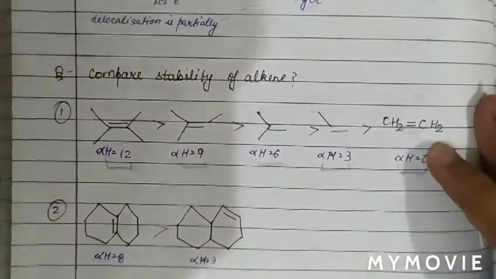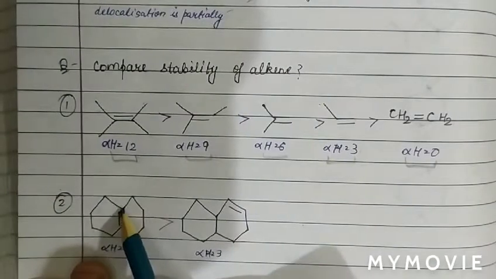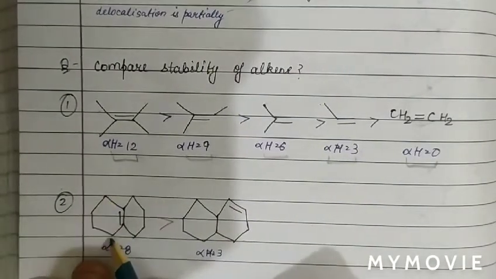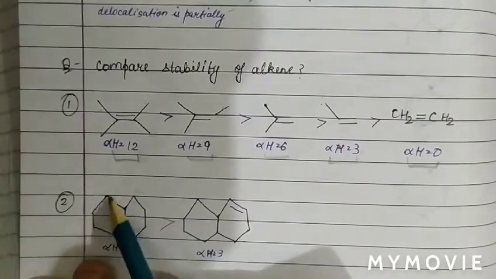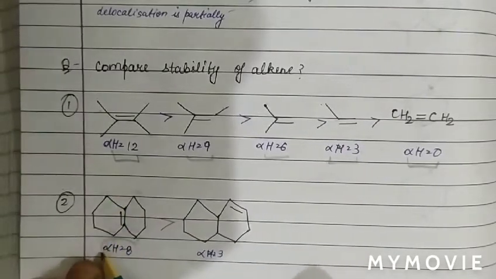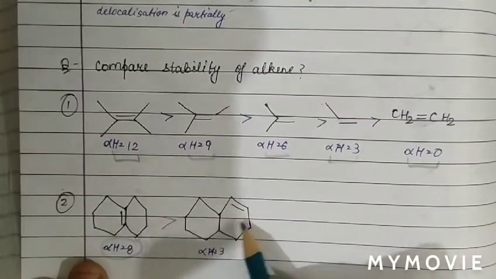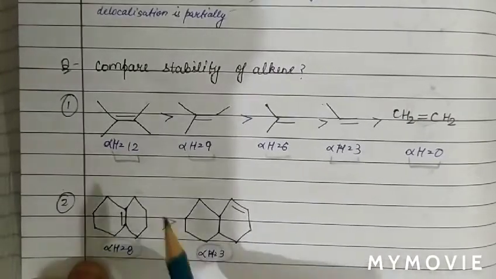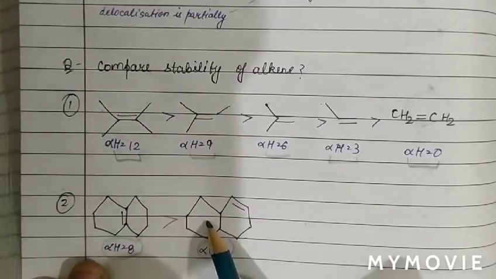Now see the next question. Again we have to compare the stability of alkenes. In this case we can see sp2 carbon, sp2 carbon, and sp3, sp3, sp3, sp3. How many alpha hydrogens are there? 2, 2, 4, 2, 6 and 2, 8. So 8 alpha hydrogens are there. Now in this case, 2 alpha hydrogens and 1 alpha hydrogen, so only 3 alpha hydrogens are there. So in this case, with more alpha hydrogens, this one is more stable as compared to this.